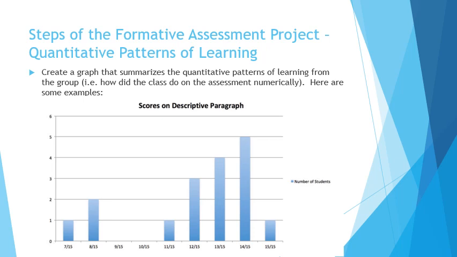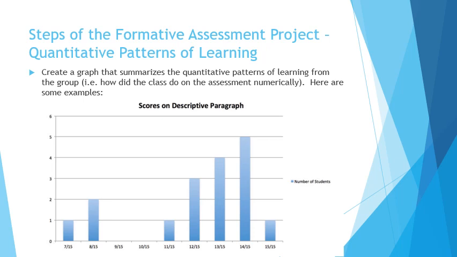Okay, the first thing that you're going to do is analyze their patterns of learning quantitatively. And for this, quantitatively means numerically. And for this, you are going to create a graph. A graph is one of the most clear-cut visual ways to show patterns of learning to a reader, right? So I can very clearly see patterns of learning, okay?